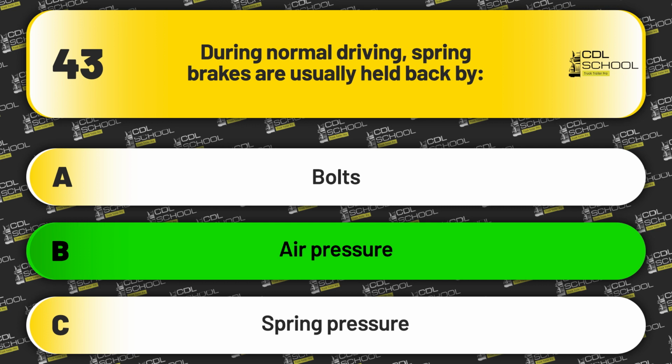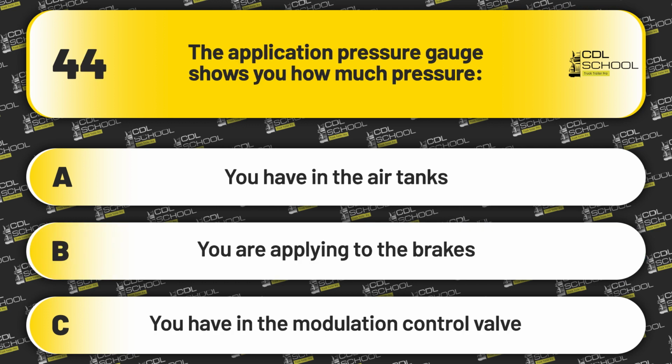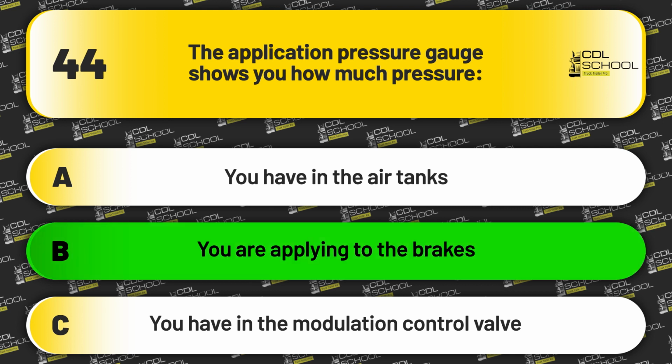The air pressure. The application pressure gauge shows how much pressure. A. The pressure you have in the tanks. B. The pressure you are applying on the brakes. Or C. The pressure you have in the modulation control valve. Well, the correct answer is B. The pressure you are applying to the brakes.